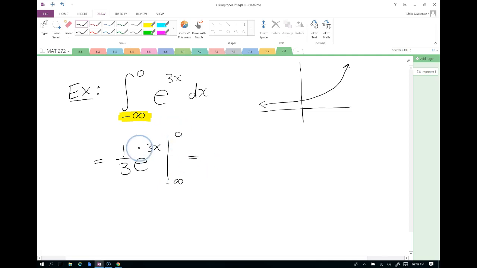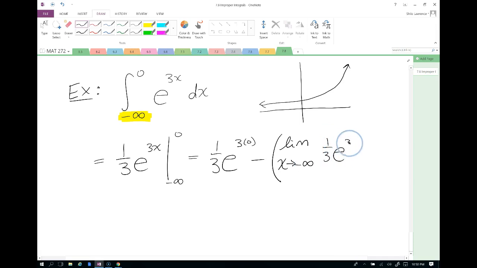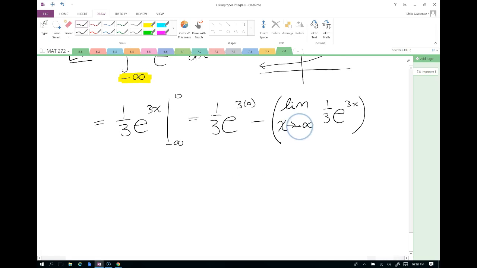And then we plug in our top value. So 1/3 e to the 3 times 0, minus. We can't plug in the bottom value. You technically can't just plug in negative infinity. What we do instead is we ask ourselves, what is the limit as x approaches negative infinity for this function? And if you're not sure what that limit is, it's always good to look at the graph. We're technically asking ourselves, what is happening on the left side of the graph? x is approaching negative infinity, far off on the left side of the graph.